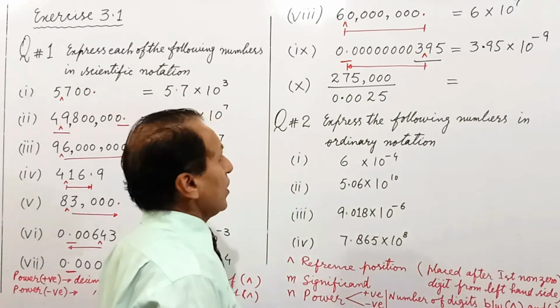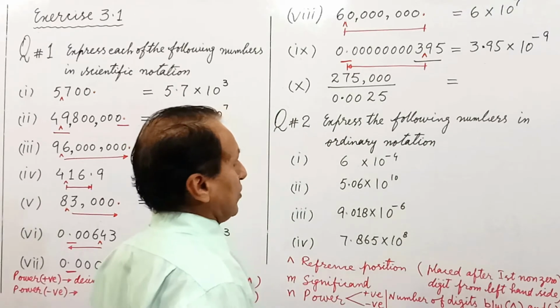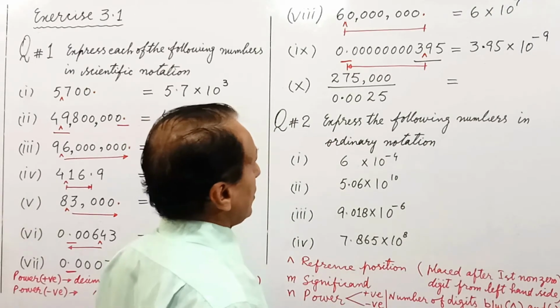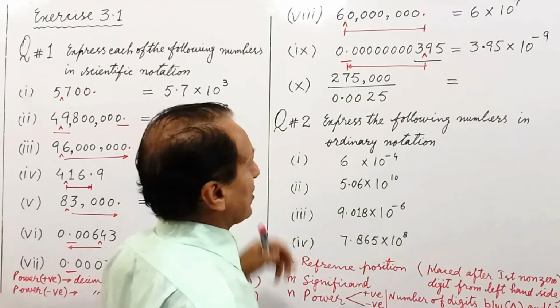We move to another number which is written in the form of a fraction. So we deal with the numerator and denominator separately.